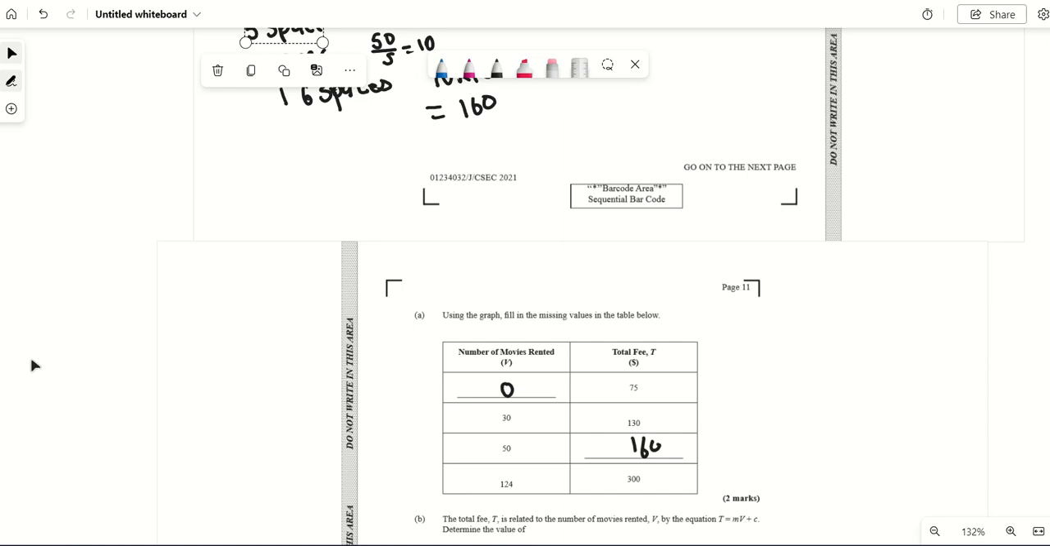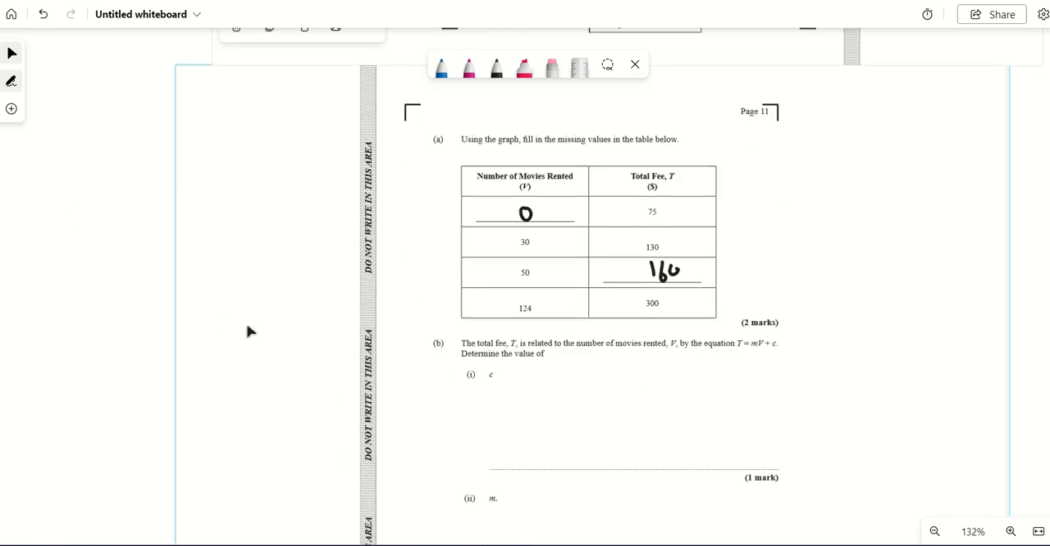Then we're going to look at this here. They said the total fees T is related to the number of movies V. Now, if we look at this, guys, we can clearly see that this actually means y equals mx plus c. So they're asking for values c and m. m is your gradient, and c is your y-intercept.